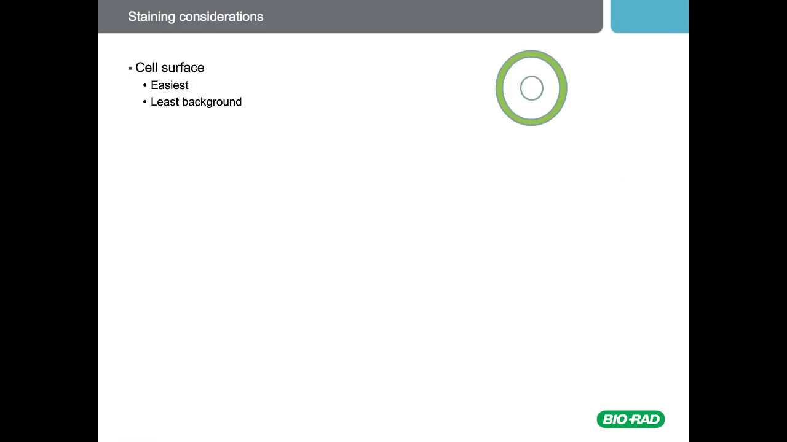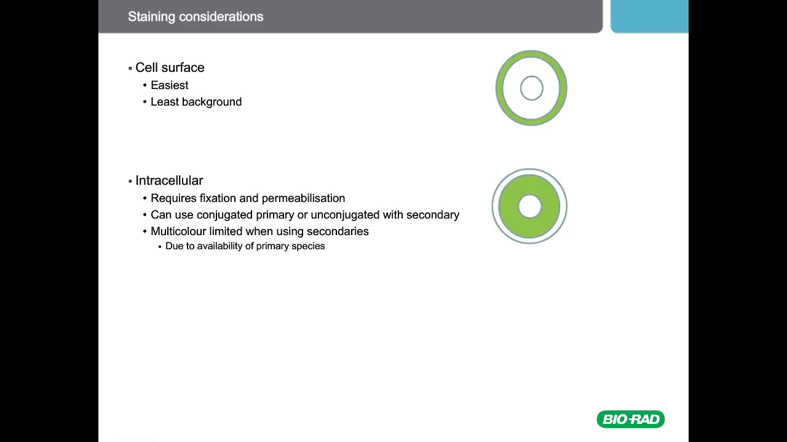There is cell surface staining, which is the simplest and generally the easiest to perform when using directly conjugated antibodies. This is due to the availability of specific antibodies and access to the epitope. Then there is intracellular staining, and this can be more difficult. Intracellular staining requires you to fix and permeabilize the cells to obtain access to the epitope. As there are a lot more proteins inside the cell, the amount of non-specific binding can be increased.